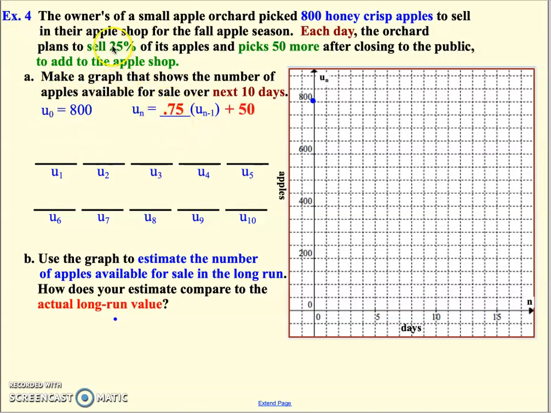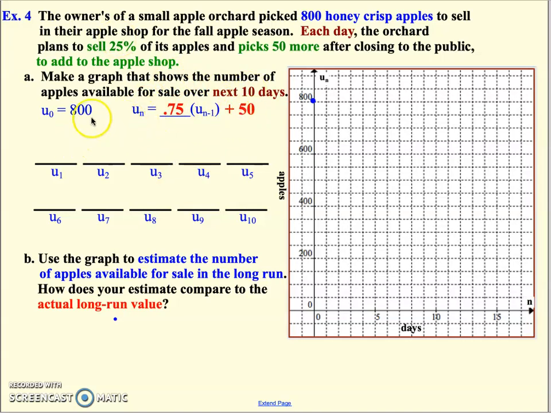0.75. Now, why didn't I use 0.25? Because what the problem says, what we're trying to do is figure out how many apples are there, right? How many apples are in the shop, in stock. So 25% goes out, that's a P. 75% remains, that's an R. And then plus 50 is our shifted geometric, so we add that on.